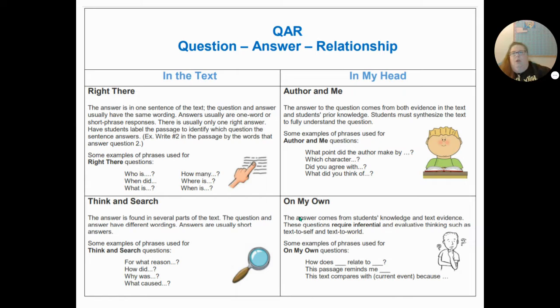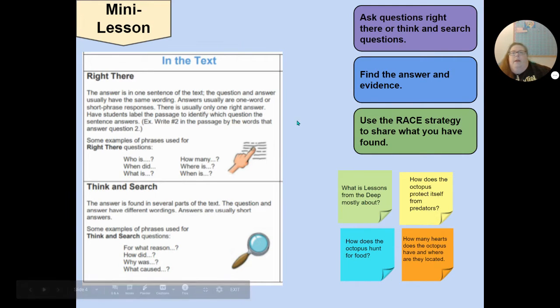Okay, we'll get to these other types of questions, but for right now, we're just looking at those text-dependent questions, which are the right there, really easy, the who, what, where, when, why, and how, and the think and search, which means the answer is not going to be in just one sentence. You're going to have to do a little search in the text. It may be found across several paragraphs, or it may be found across several sentences within a paragraph. So we ask right there questions or think and search questions. We find the answer and the evidence, and then we use the RACE strategy to share what we found.